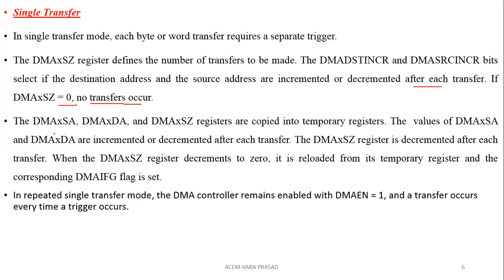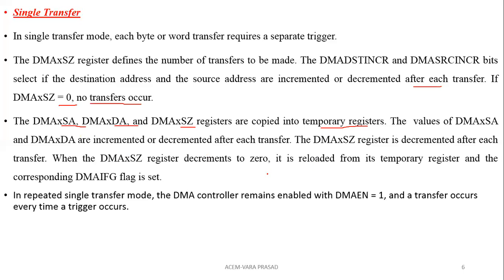Similarly, the source address (SA), destination address (DA), and size (SZ) are copied into temporary registers. What is the need for temporary registers? They serve as a reference for the next data transfer. That is the use of temporary registers. At the time of transfer, SA and DA are either incremented or decremented, and SZ is automatically decremented for every data transfer.